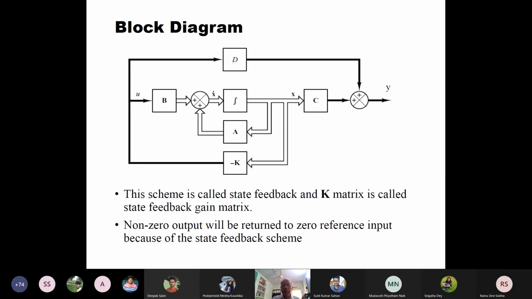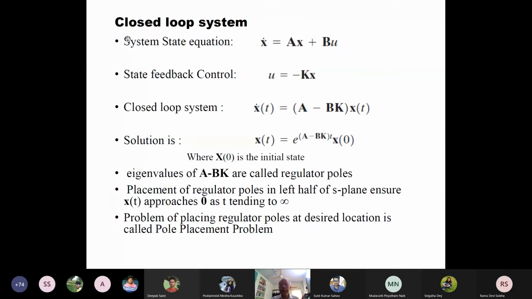Once we have this block diagram, we can say the system state equation is x dot is equal to Ax plus Bu. The state feedback control equation is u is equal to minus Kx. So in place of u, I put minus Kx, and the closed loop system becomes x dot(t) equals (A minus BK) x(t). The solution of this equation is x(t) equals e to the power (A minus BK)t times x0, where x0 is the initial state.